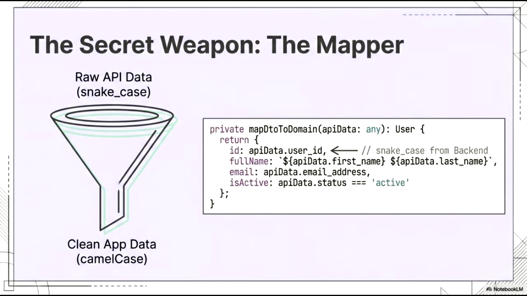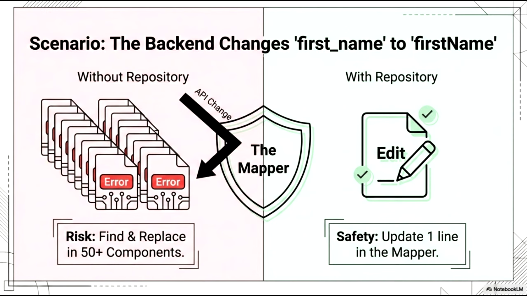and unaffected. Let's examine a common scenario where the backend changes a property name, for example, switching first_name to firstName. Without a repository pattern, as shown on the left, this minor change ripples through your entire application. Every component that consumes this data breaks, forcing you to perform a risky find and replace across 50 or more files. This process is error-prone and significantly increases technical debt.